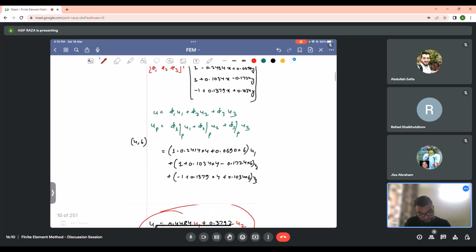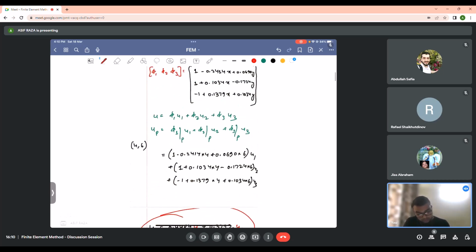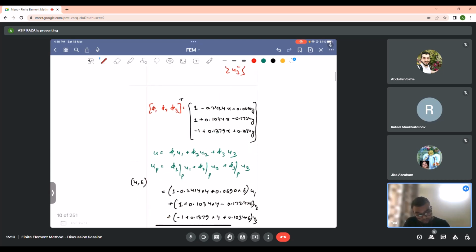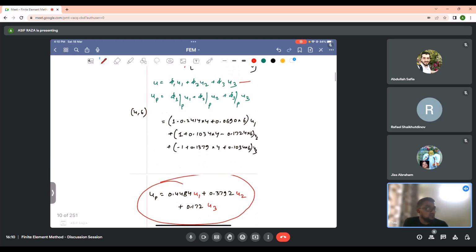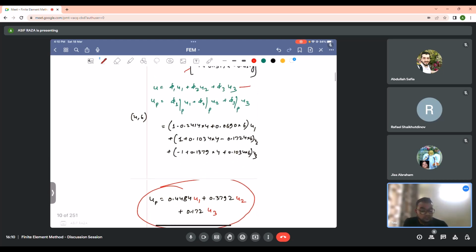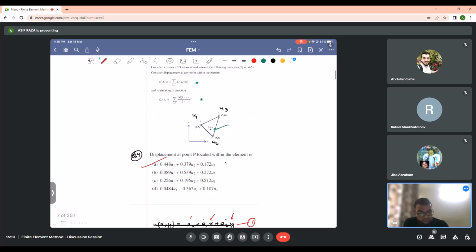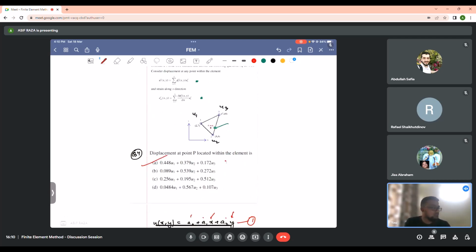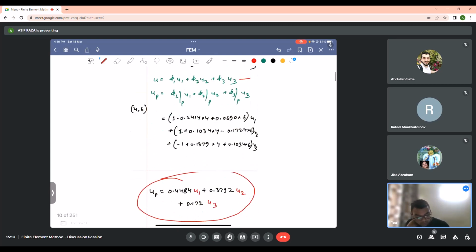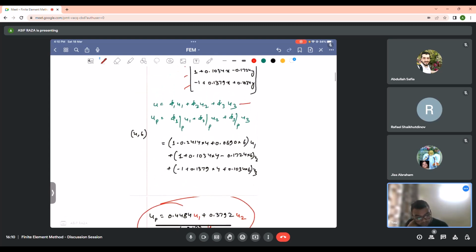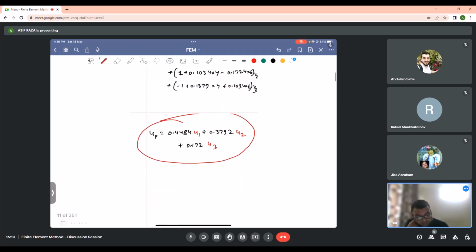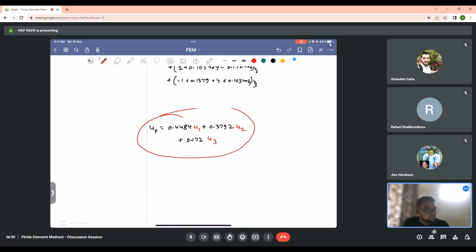So we know the values of phi 1 here. You can see we have the values of phi and the expression of u, and we can substitute the value of x and y for any point within the element at which we want to find the displacement value in this equation. So we'll get the expression for the displacement.